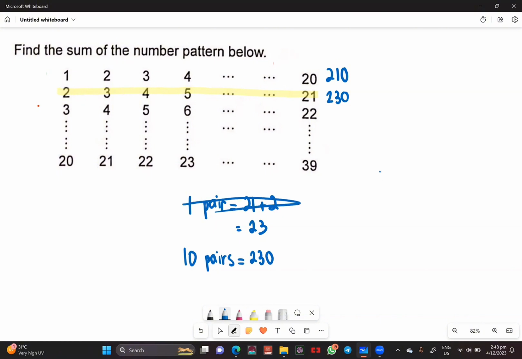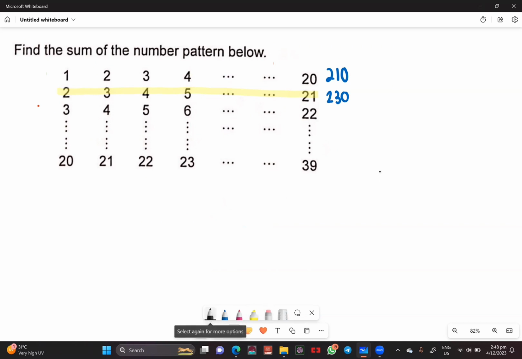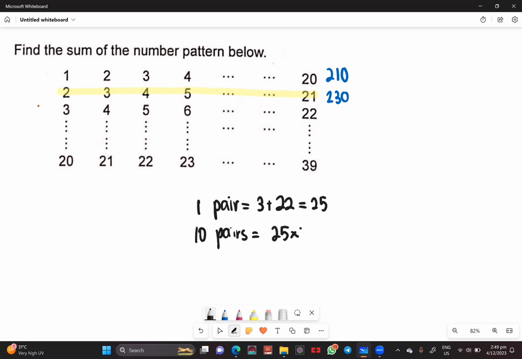Now, if I were to look at the third row, same thing, I'm going to pair them up. For the third row, 3 and 22, one pair is actually equals to how much? 3 and 22, we can just add them up together. We know that that is basically 25. How many pairs would that be? Definitely 10 pairs. Something that I would advise students to do is to try out. Make sure 4 and 21 is also 25. If that is true, then you can confidently go with that. So we can write down that this is 250.